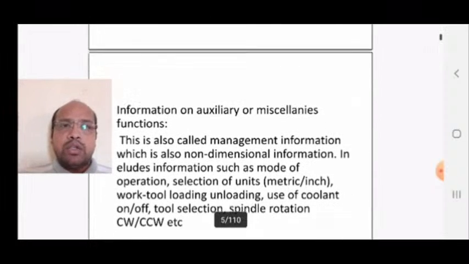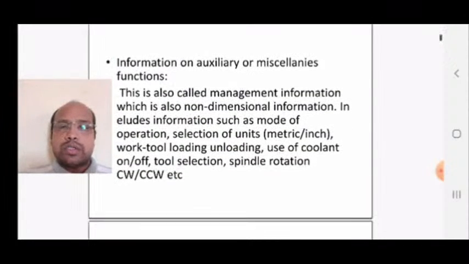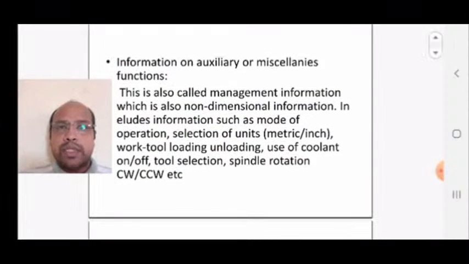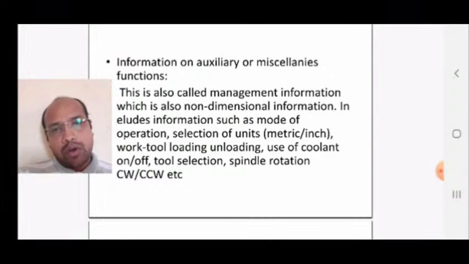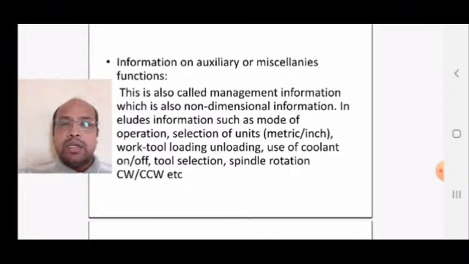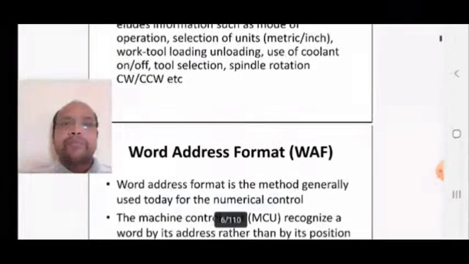Then we also need to know some auxiliary operations or miscellaneous functions of the machine, which are non-dimensional functions, such as rotation of the spindle in clockwise direction, rotation of the spindle in anti-clockwise direction, and selection of units to write a part program. We may write a part program in metric mode, that is in metric dimensions, or inch dimensions. So these non-dimensional functions we need to write in the part program.